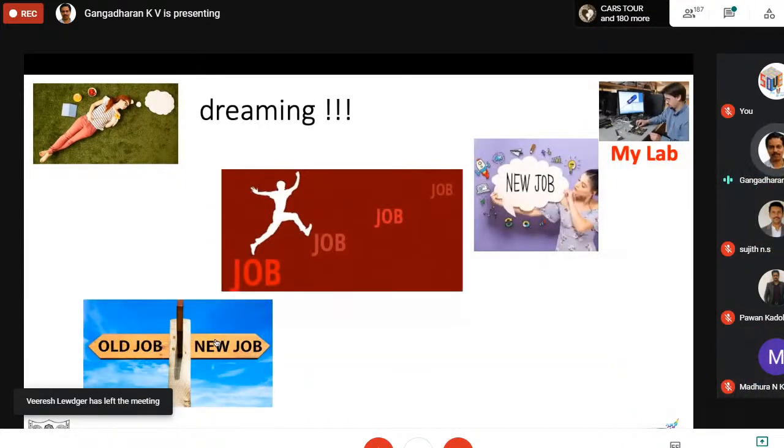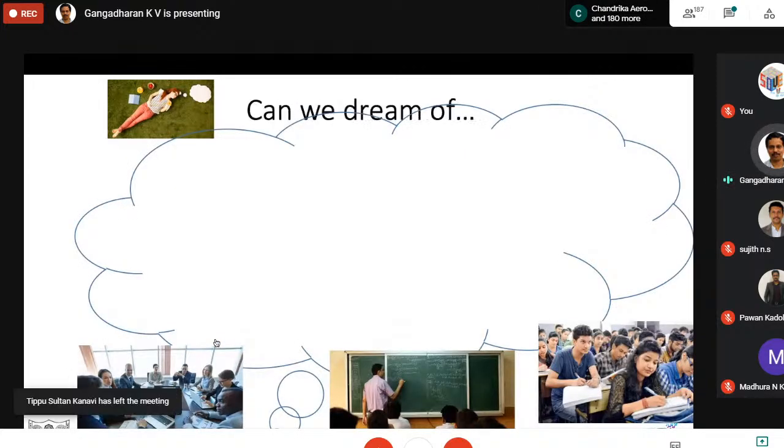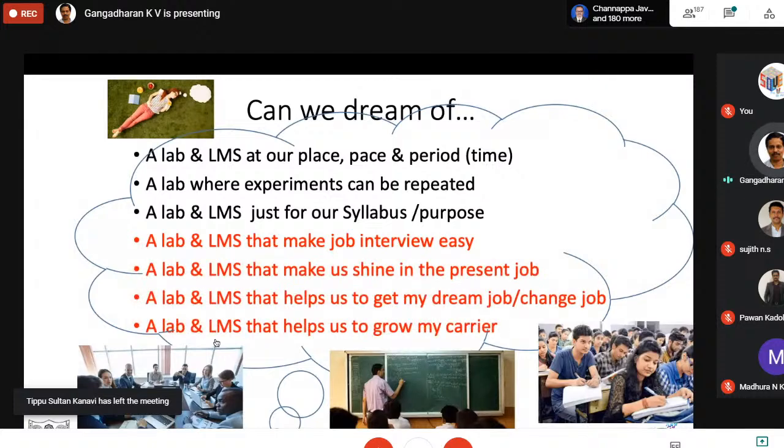Our present situation is to change the job or get a new job or shift from IT to core to management, or even a latest area. All that is a requirement. Let us put our requirements together. So these are the requirements which we have put.